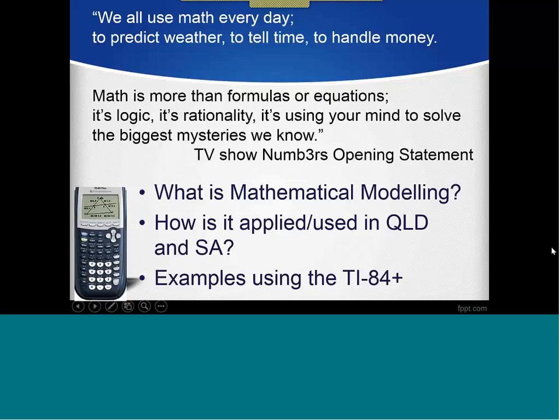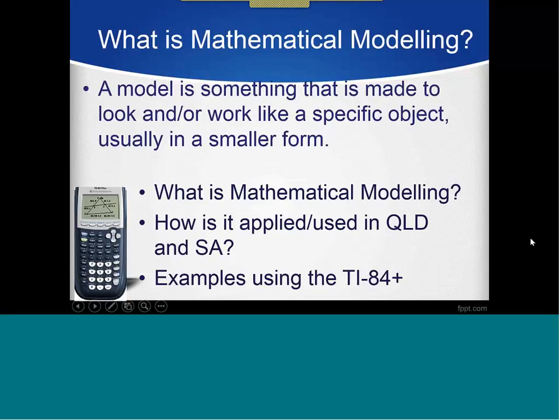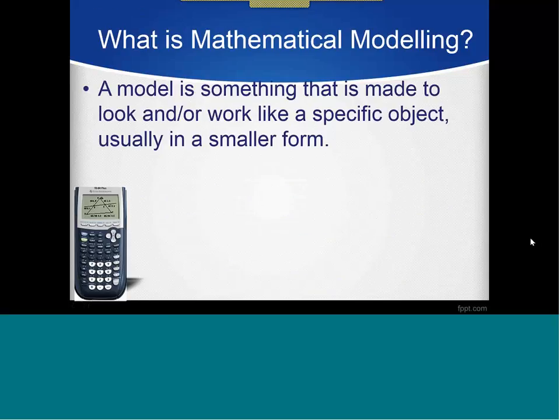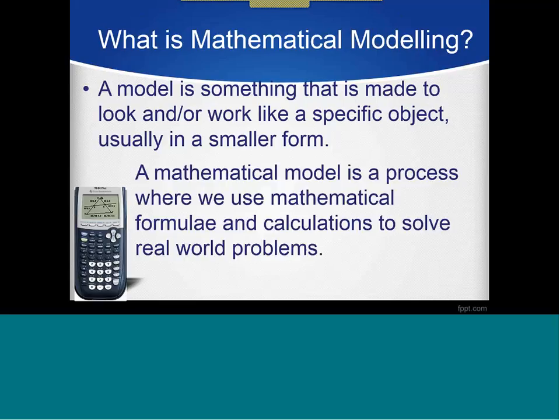There's a lot of information out there. If you have a look at what a model is, it's something that is made to look and or work like a specific object. So you think of model cars, they look the same as the actual car. If they're remote control or whatever, then they can drive and that sort of thing. So it follows that mathematical modelling is applying a mathematical process to solve a problem.